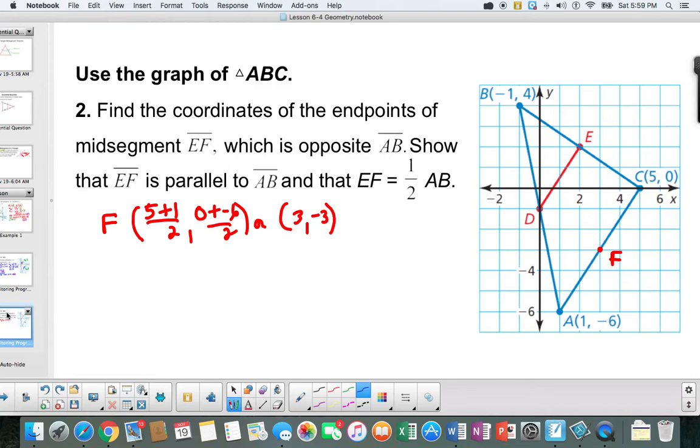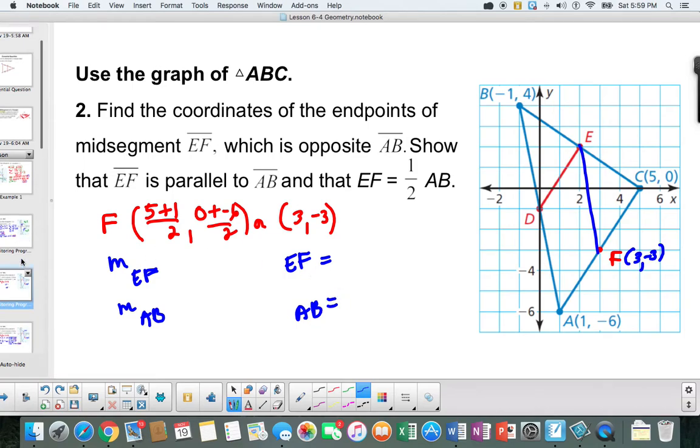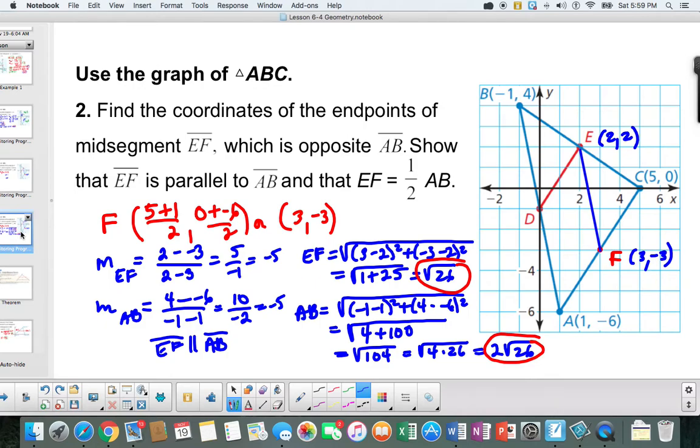Okay, I'd like you to try it. I have found point F for you. Here's the midpoint, point F, and it's 3, -3. And I'd like you to go through the process, find the slope for EF, find the slope for AB, compare them, and then figure out distance EF and distance AB, and see if what we've been doing is happening again. And here are the answers, and it is happening again.